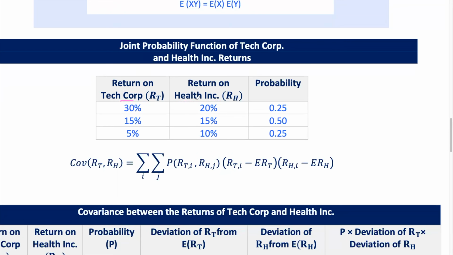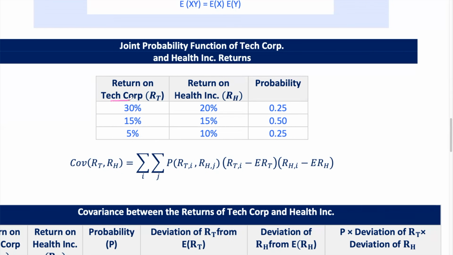Imagine we have two stocks, Tech Corp and Health Incorporation. We want to understand the relationship between their returns. Here's a table of their joint probabilities. The probabilities assigned to the different return combinations for Tech Corp and Health Incorporation reflect typical market scenarios. For example, there is a 25% chance that both sectors will perform exceptionally well, maybe in a bull market. This 50% probability may represent steady, stable market conditions leading to moderate growth. And then there is a 25% probability of low returns for both sectors.